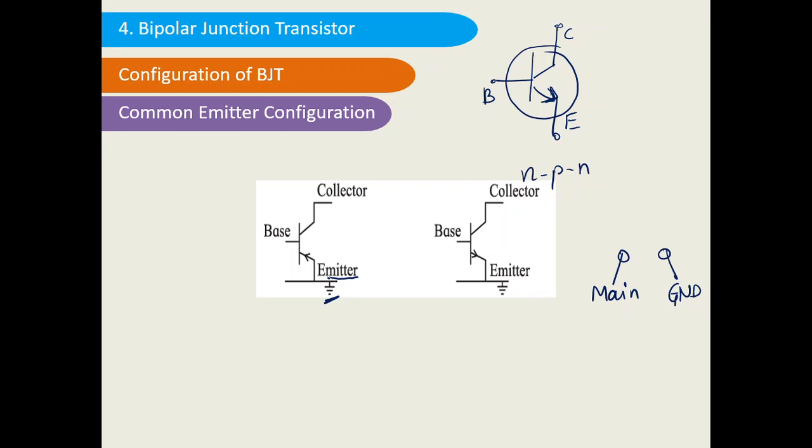Okay. Whenever the emitter is connected to ground, it is called common emitter configuration. So this is also the common emitter configuration because the emitter is connected to ground. This is the NPN transistor common emitter configuration. This is the PNP common emitter configuration.